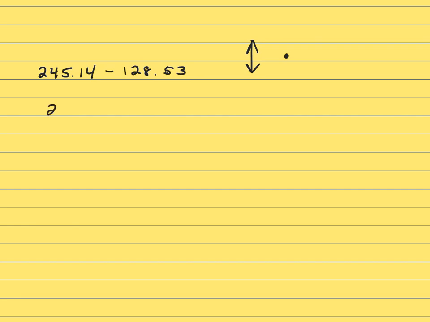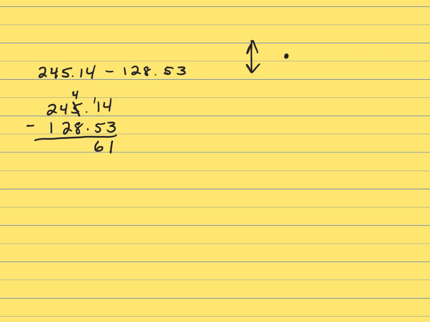So we say 245 and 14 hundredths subtract 128 and 53 hundredths. So then we just start subtracting. We say 4 minus 3 is 1. We can't take 5 away from 1, so we need to borrow. Let's borrow from the 5 and turn that into a 4. So now we have 11 minus 5, and now we have 6.